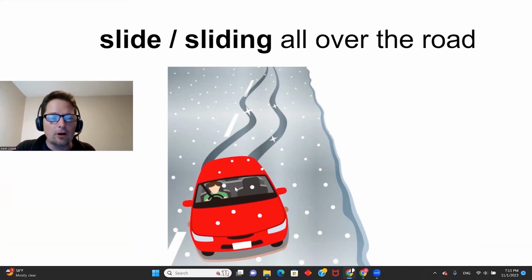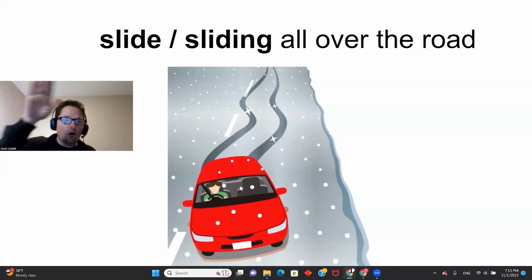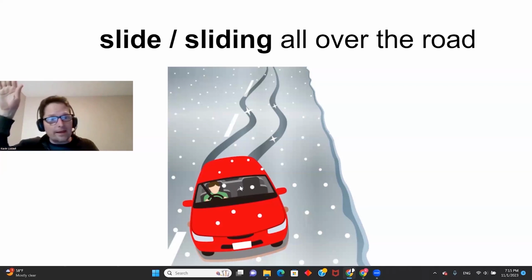So I can say the car is sliding on the road, or I can say the car is sliding all over the road. All over means in all areas. Over here, over there, all over. The car is sliding all over the road because the road is very slippery. Let's practice. Is the car sliding all over the road?